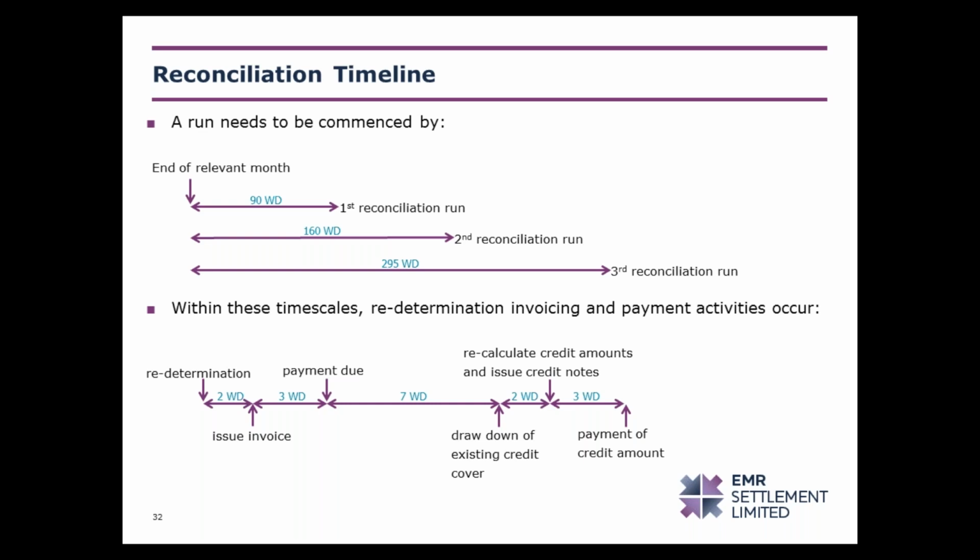And then we can draw down existing credit cover if we need to, if that payment isn't made. And then we'll recalculate any credit amounts and issue the credit notes, and then pay the credit 3 working days later. Now, you notice, hopefully, that there's an invoice and then a credit. We collect money in, and then if not all money is collected in, we're going to have to resize the credit notes out. So we can't pay out more than we collect in because it's supposed to be a zero-sum game, and we don't have any pots to dip into to make up the shortfall.